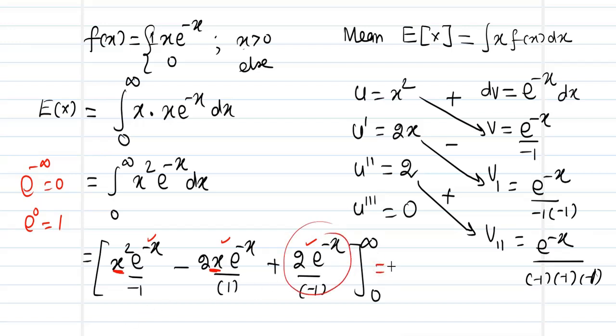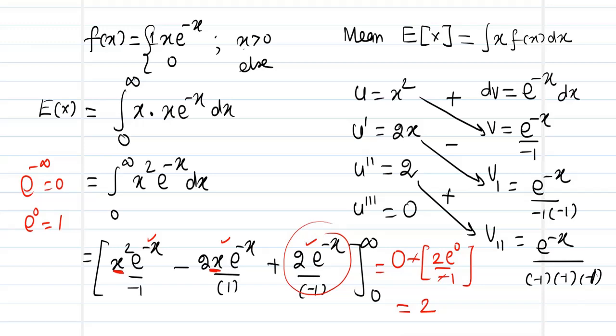So my upper limit is going to be 0 minus the lower limit: first term 0, second term 0. What is the third term? It is going to be 2 e to the power of 0 divided by minus 1. What will be our final answer? This minus can be cancelled off, so you have 2 e power 0, which is equal to 1. So the value of E of x will be equal to 2. This is the method of Bernoulli's formula, where you continuously differentiate for u and integrate for v.